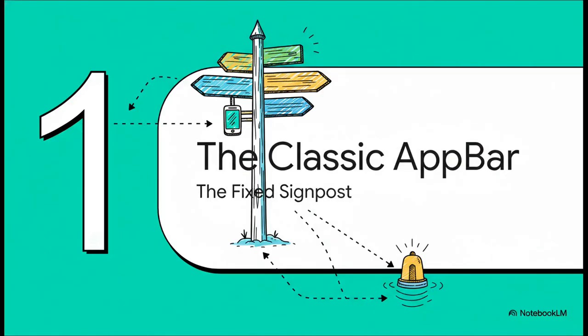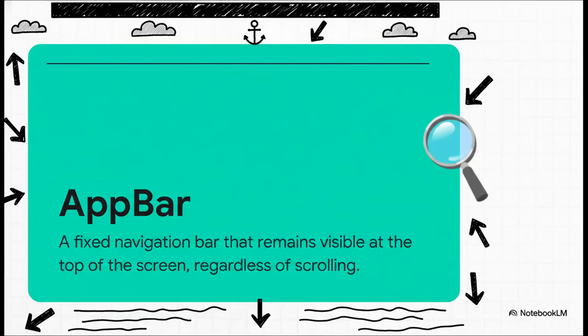All right, let's start by walking down that first path with the good old classic, the reliable AppBar. You know, this is the widget most of us start with, and honestly, for a very good reason. It's like the fixed signpost for your app's navigation. It's always there, and it does its job perfectly. So what is it at its core?